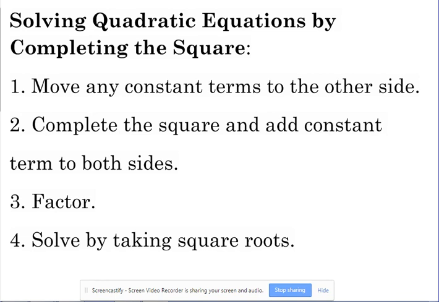Your variables need to be on one side, both the squared and the linear, and then your constant terms need to be on the other side. Once you do that, then you're going to complete the square like we did yesterday. But when you complete the square and you add it to the left side, or whatever side your variables are on, you have to add it to the other side because we've got to keep our equation balanced. Okay? Then we're going to factor and we're going to solve by taking the square root.